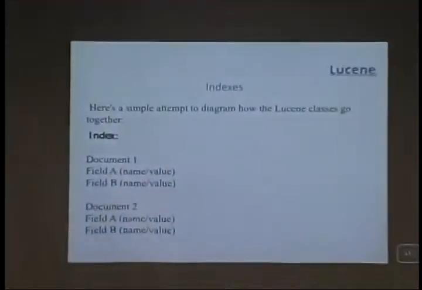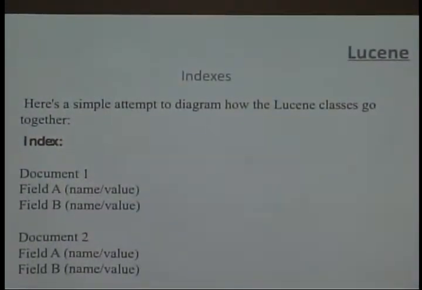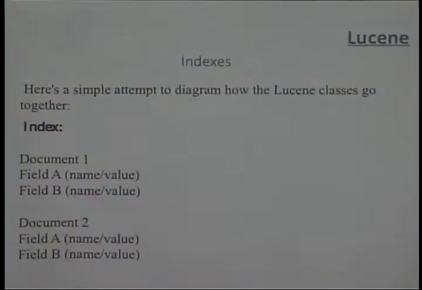Like, how the Lucene classes really go together, right? And the structure that I was mentioning to you guys, it's very, very important. We need to put a structure on it so that we can process the data in a meaningful way. So, you got a document. In the document, you got a couple of fields. And fields are like name value pairs, right?